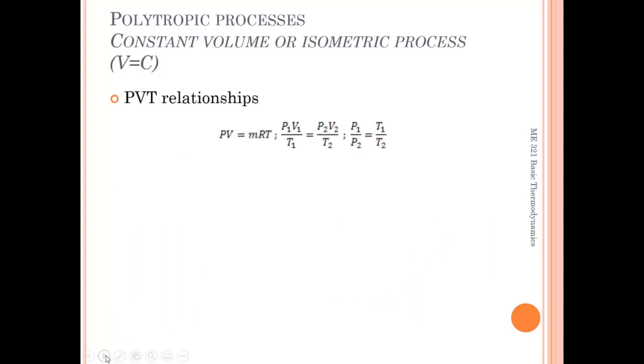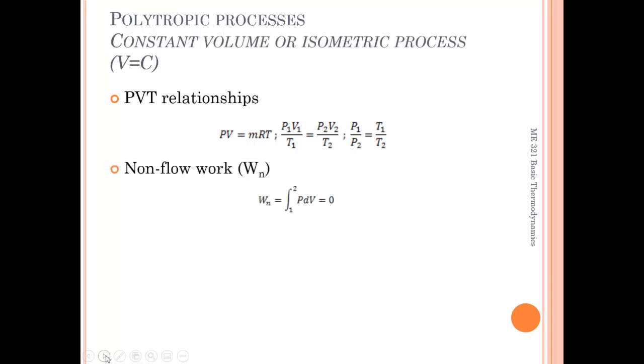Just like in the isobaric process, the relationship of pressure, volume, and temperature can be expressed using the equation of state of ideal gas, or using its alternative form. The only thing with the latter form is that since we know that the volumes of the initial and final states are just equal, we can simply cancel out V sub 1 and V sub 2 on both sides of the equation. Therefore, by separating all of the pressure factors on the left side and all of the temperature factors on the right side of the equation, we will arrive at the third form of expressing the PVT relationship during an isometric process.